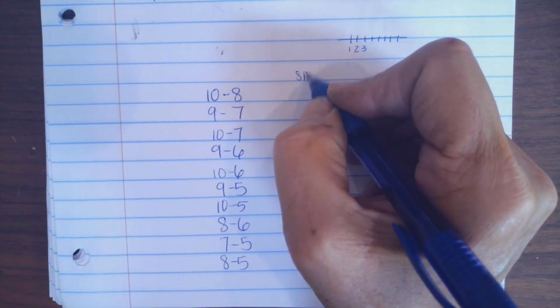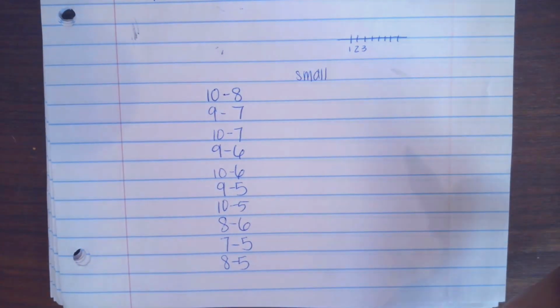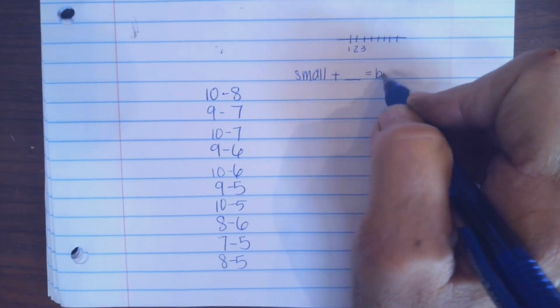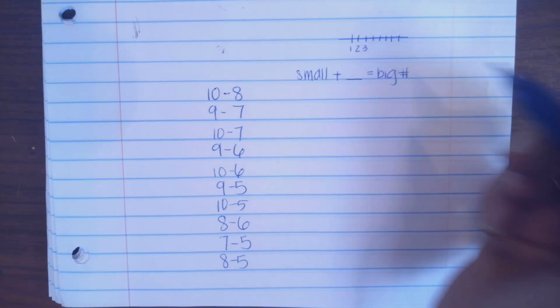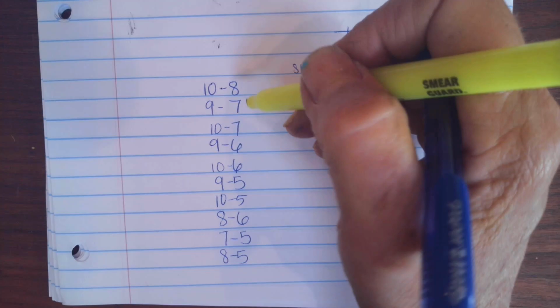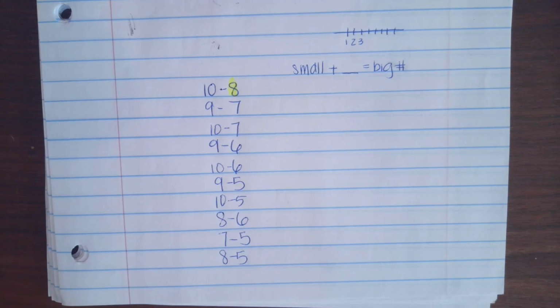So for these ones, we have a small number plus blank equals a big number. So what that means is if you have 10 and you subtract 8, you would have to count back so many spaces on the number line that you would forget how many you counted. So what we do is we figure out what is the small number. So for 10 minus 8, 8 is our small number.